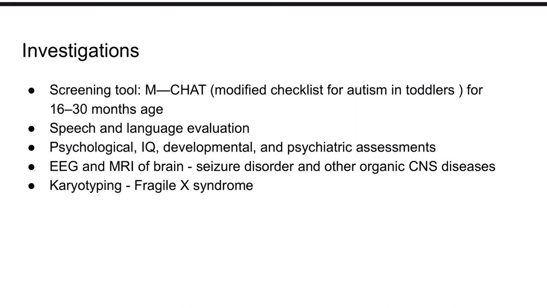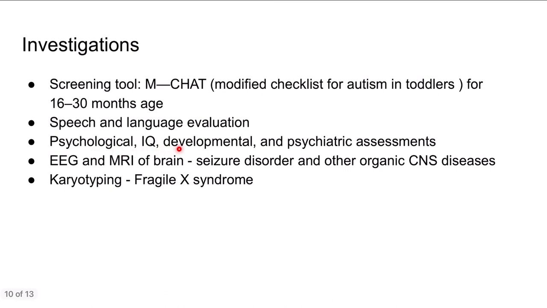Investigation. The screening tool for autism spectrum disorder is M-CHAT, the Modified Checklist for Autism in Toddlers, for 16 to 30 months of age. Speech and language evaluation, psychological, IQ, and developmental and psychiatric assessments are done. EEG and MRI of the brain can be done to rule out seizure disorder and other organic CNS diseases. Karyotyping is done to rule out Fragile X syndrome.